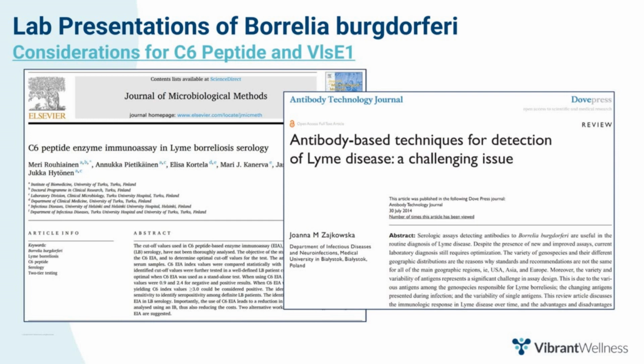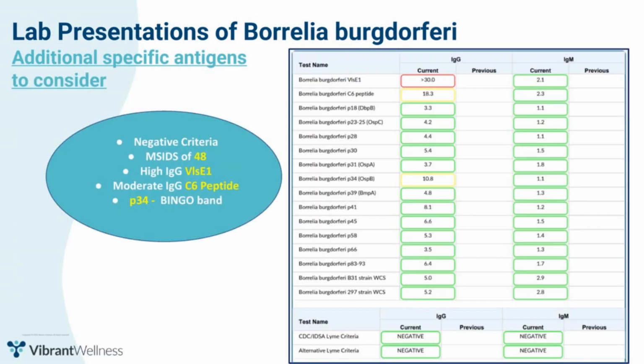We also want to have considerations for C6 peptide and VLSE1. Those are also highly specific, and C6 peptide is being looked at in this particular article, the Journal of Microbiological Methods, as a standalone serological marker to monitor Lyme. So go ahead, make sure you pull these articles out, but a lot of providers will really be looking at that C6 peptide in addition to that VLSE1.